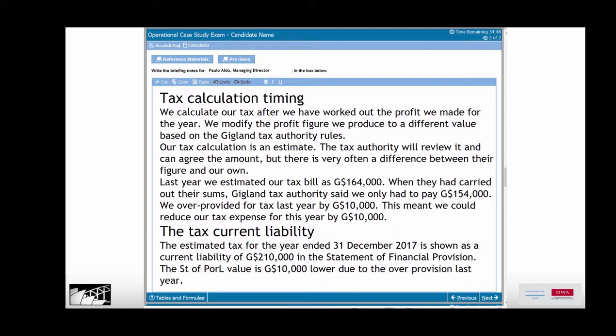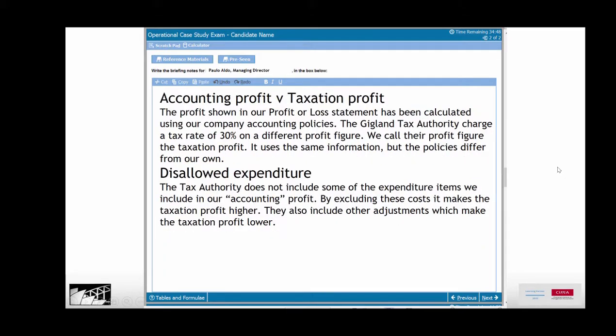Okay. So we're helping Aldo to understand. Next we come to the tax current liability. The estimated tax for the year is shown as a current liability of 210,000. The statement of profit or loss is 10,000 lower due to our over-provision from last year. So here we are, we're recognising these bits of information that are given to us. We don't necessarily have to get the numbers, but we have to show the examiner that they will understand why they're different. Then we talk about the difference between the two, the accounting profit and taxation profit.